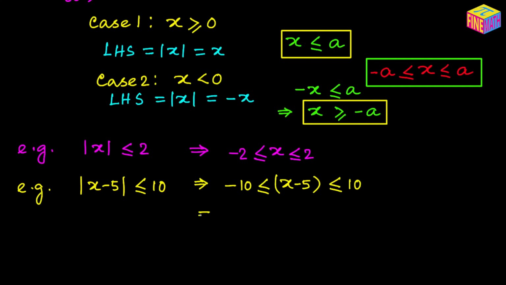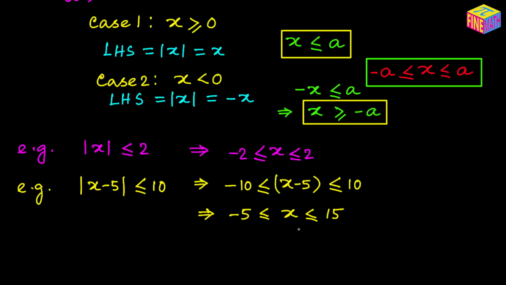And if you simplify that a little bit, now if you add a positive 5 in all three portions of this compound inequality, then we have negative 10 plus 5, that would be negative 5, and then here it will be x minus 5 plus 5, that would be x, and then here again it will be 10 plus 5, that would be 15. So the solution here would be x is greater than or equal to negative 5 and less than or equal to 15.